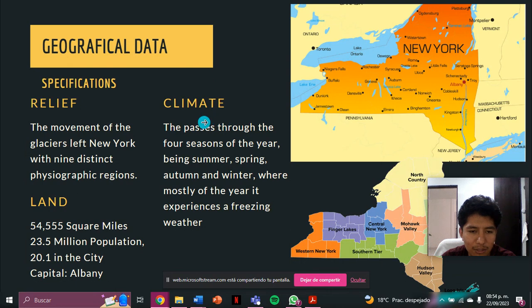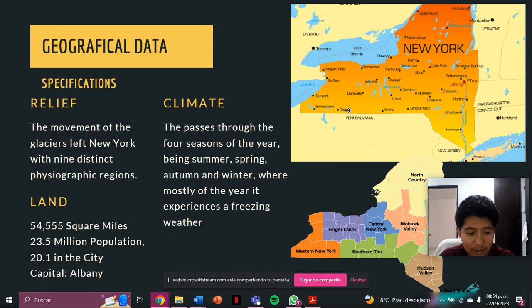Passing through the climate, it goes through the four seasons of the year, being summer, spring, autumn, and winter, where most of the year it experiences freezing weather, and it has wild changes, reaching 90 degrees Fahrenheit in summer, and 14 degrees Fahrenheit in winter.